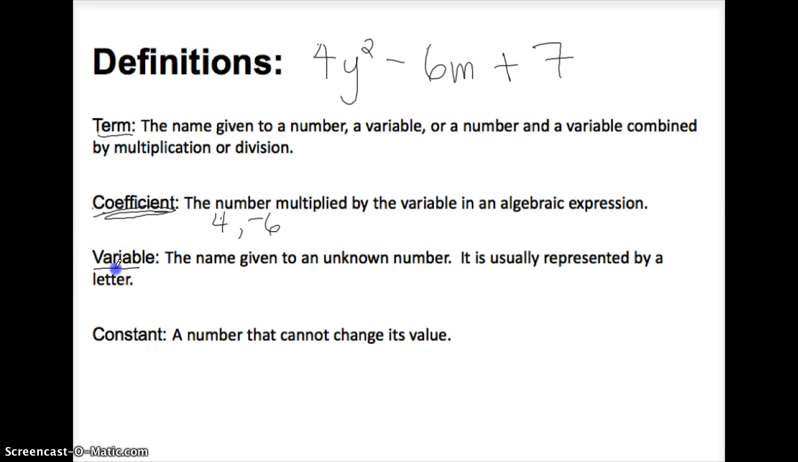Okay, next one, we have a variable. This is the name given to an unknown number. And so our variables here are y and m. Okay, the constants, remember, are terms that don't have a variable. So our constant here is 7. So 7 is the only term in this expression that does not have a variable. So these are not constants because they have variables attached to them. So our constant here is 7. All right? Please make sure you study these definitions. They will be on your test.